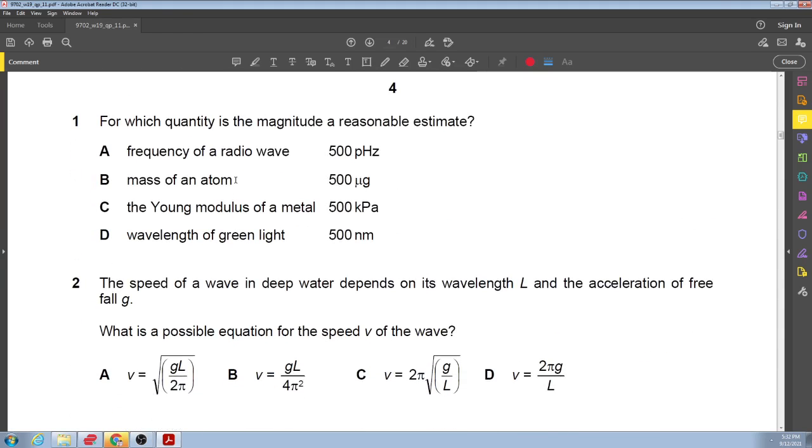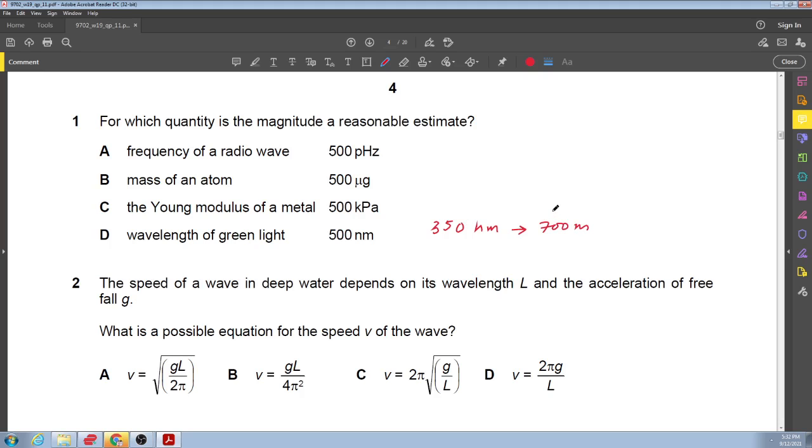And the first question is, for which quantity is the magnitude a reasonable estimate? The frequency of radio wave, they said 500 picohertz, mass of atom is this, the Young modulus is this one, wavelength of green light is this one. Even if you don't know the rest of the values, it is easier to know the visible spectrum, from around 350 nanometer to 700 nanometer.